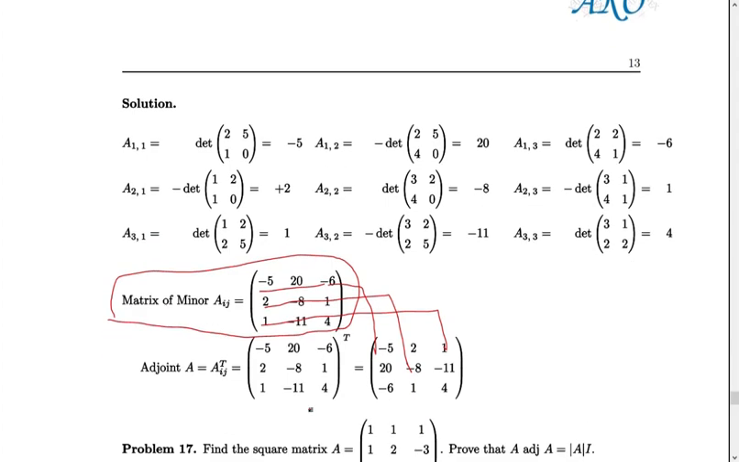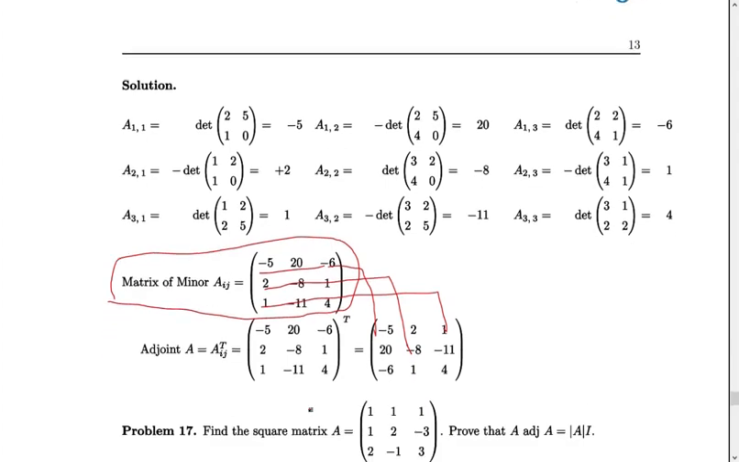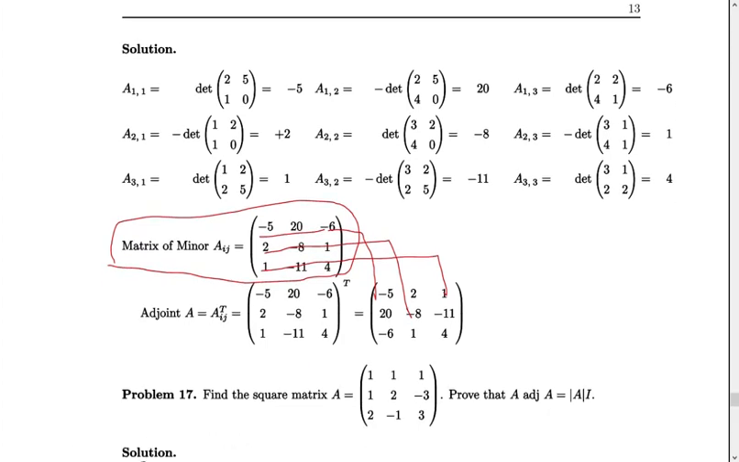So next one: find the square matrix A. Prove that for this matrix A, we have to verify this condition: A into adjoint of A is equal to modulus of A into I. Modulus is nothing but the determinant of A. The determinant of A is not a matrix, it's a single number. So we are going to check. First of all, we are going to find the adjoint of A, and then multiply the adjoint of A with A.